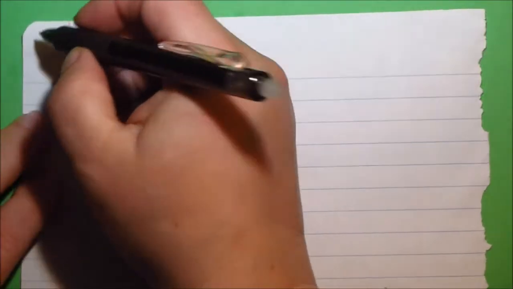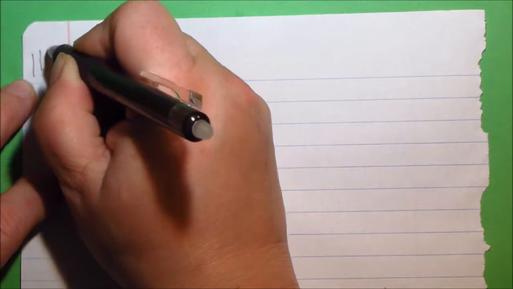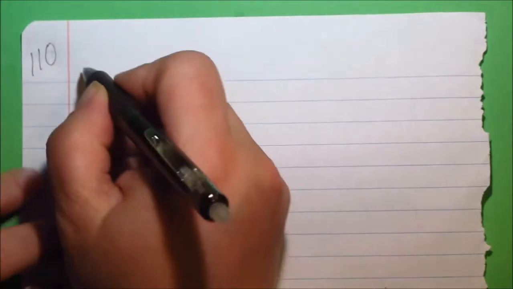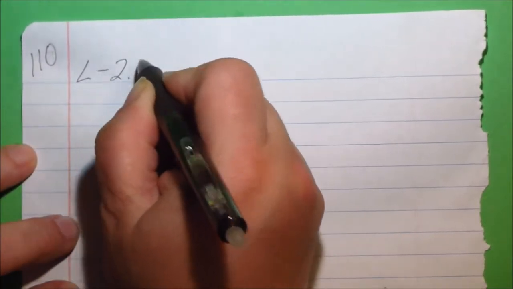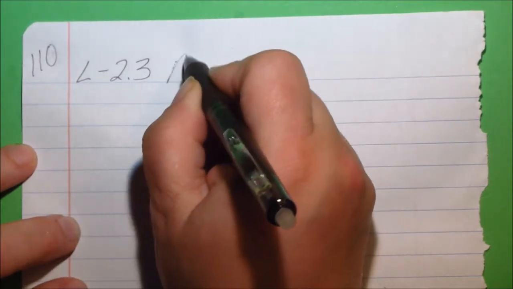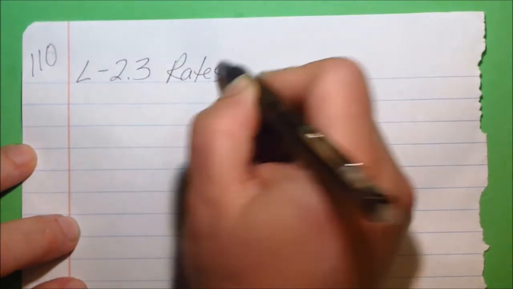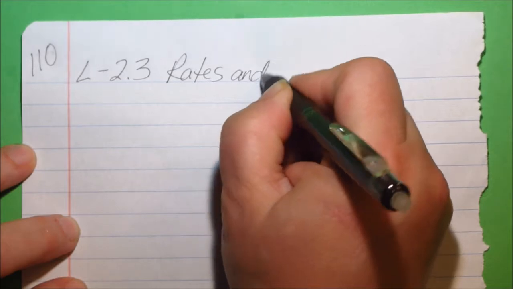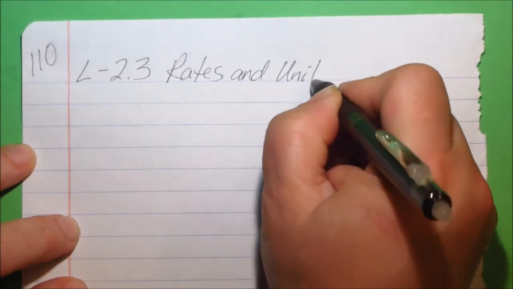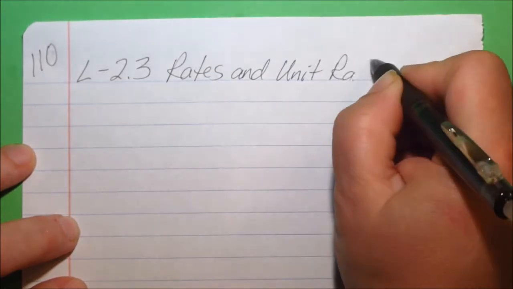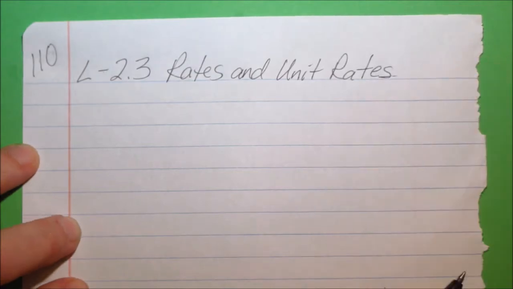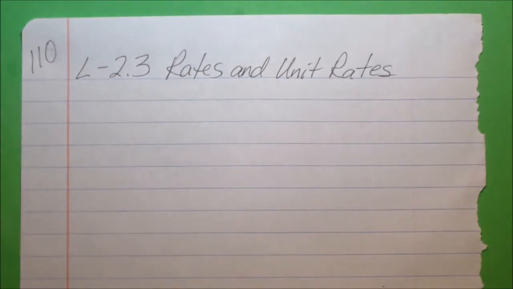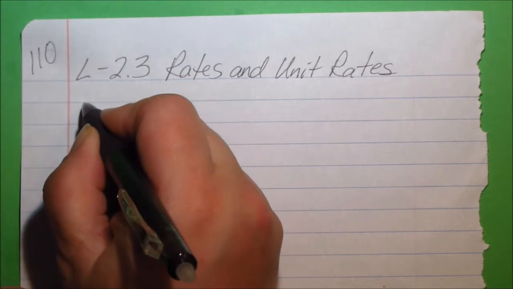All right, this is lesson 2.3 out of the Ratios, Rates, and Statistics book. In my class, this lesson is on page 110, and lesson 2.3 is titled Rates and Unit Rates. And there's a difference between rates and unit rates, and that's what we'll be talking about during this lesson. All right, so warm up for this one.